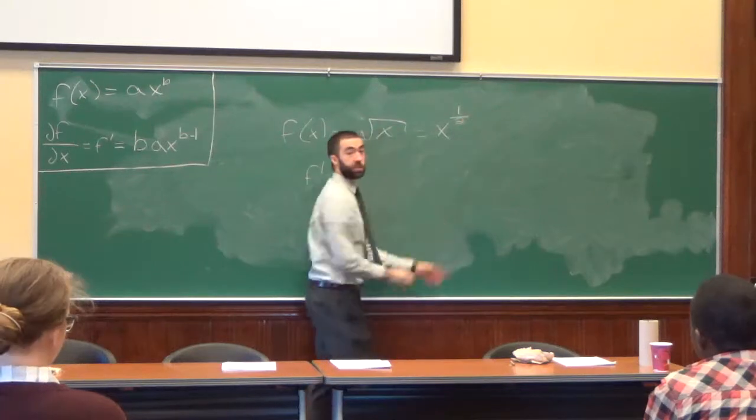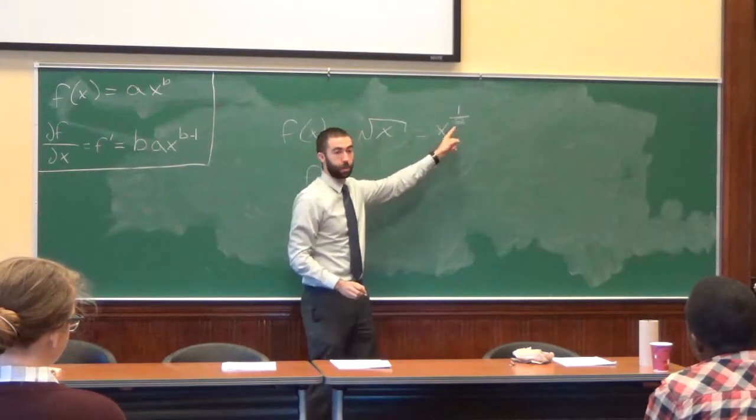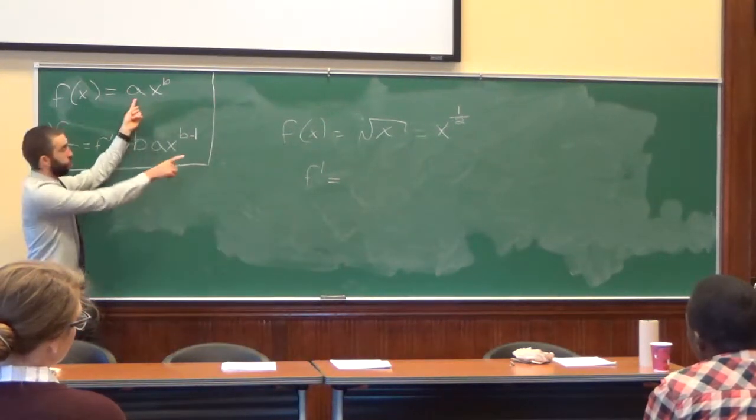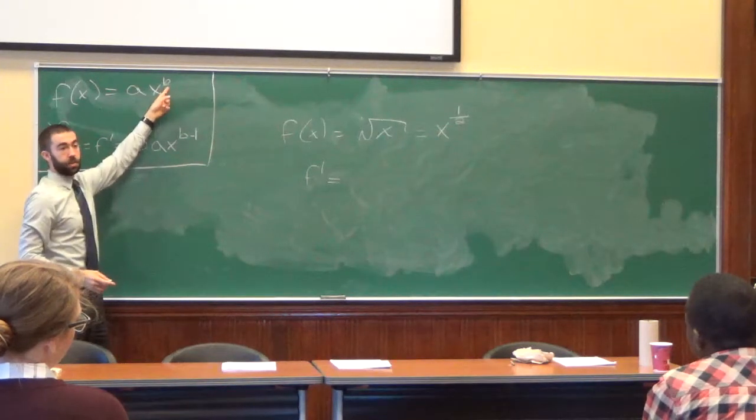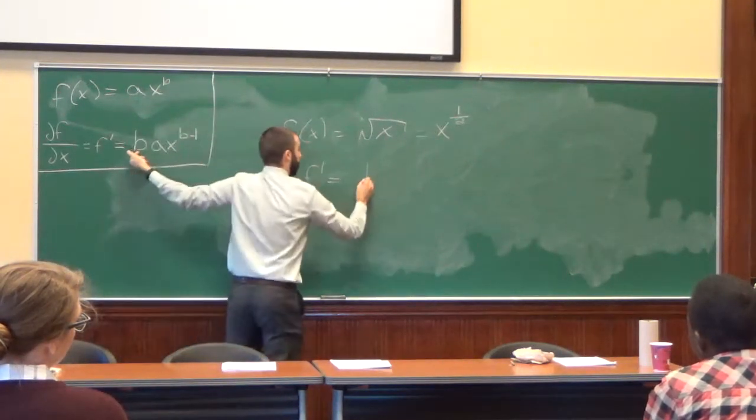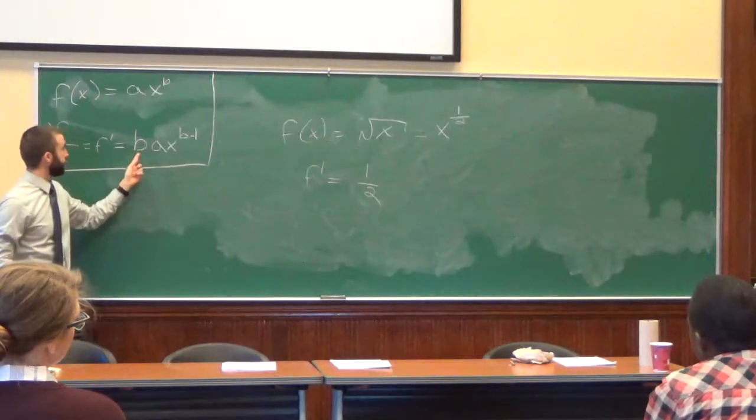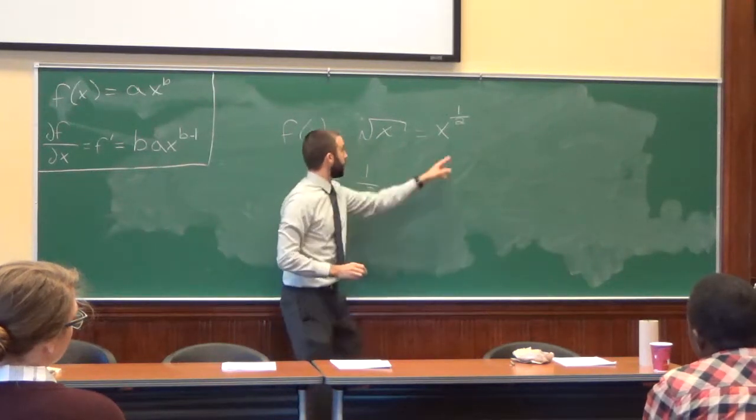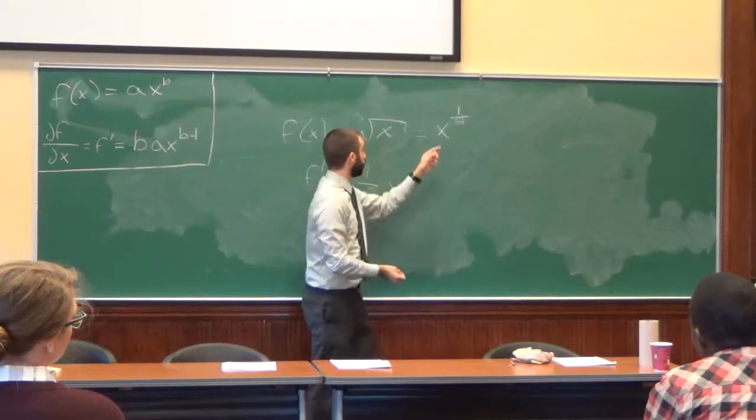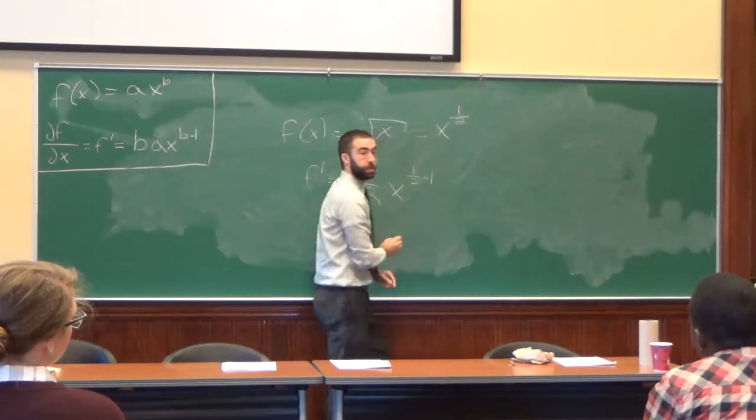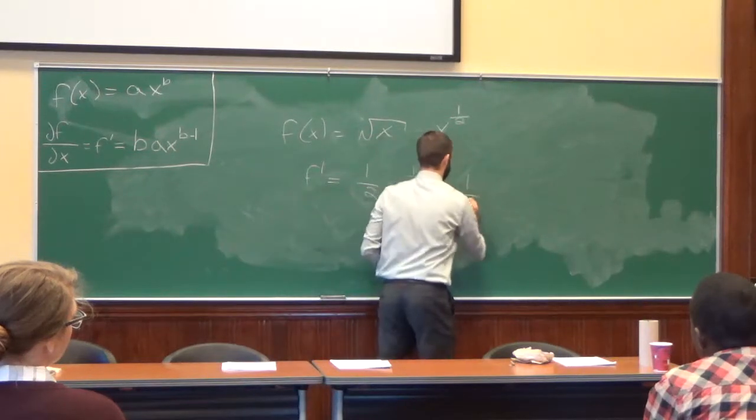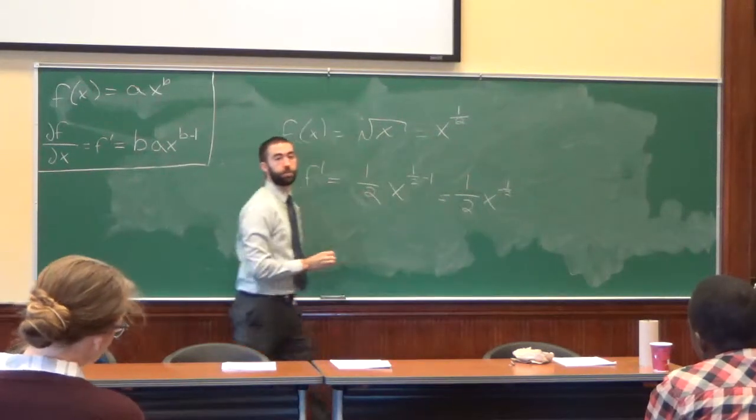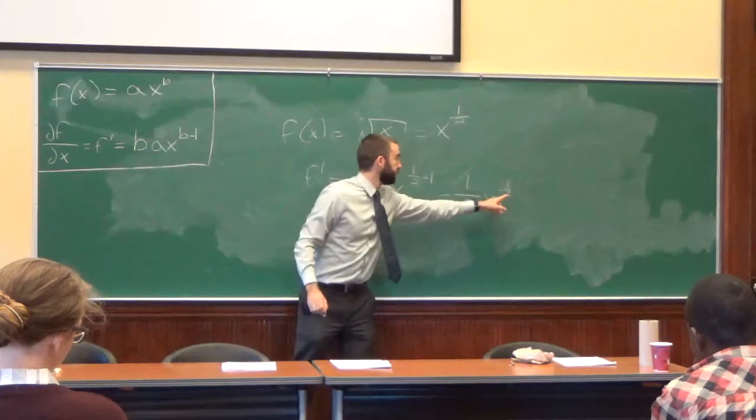Excellent. That's the first thing we noticed. We just did that for algebra, right? X to the 1/2. So a here is 1. B is 1/2. So we plug it into the formula. So we have 1/2 times 1, which is just 1/2, times x to the power 1/2 minus 1. 1/2 minus 1 is negative 1/2. So it's 1/2 times x to the minus 1/2.